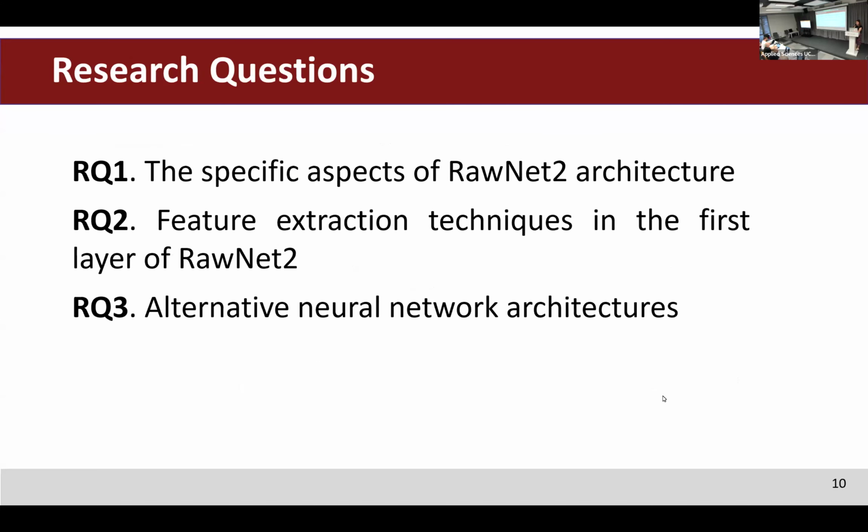To do this, it is necessary to answer the next questions. First, what specific aspects of RawNet architecture or training methodology can contribute to its suboptimal generalization on diverse datasets? Second, how do different feature extraction techniques in the first layer of RawNet impact the model accuracy and generalization capabilities? And the last one, can alternative neural network architectures be identified to improve the accuracy of deepfake audio detection on both ASVspoof evaluation data and datasets obtained in the wild?